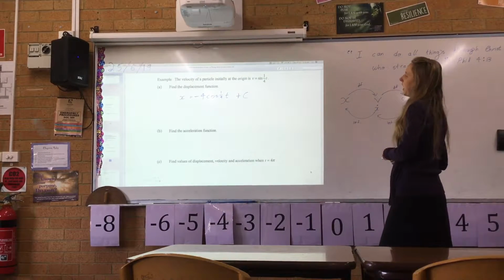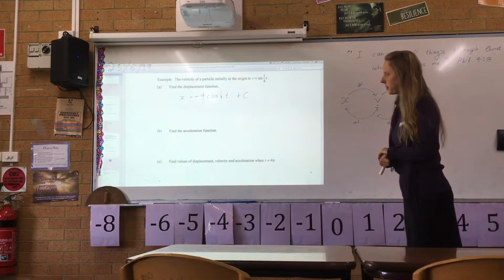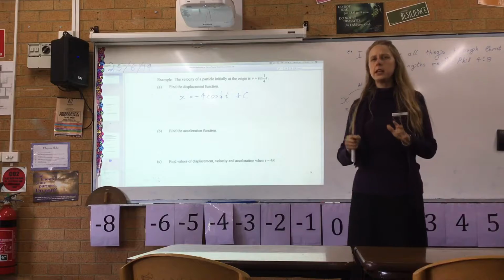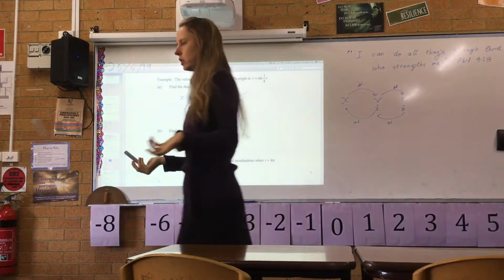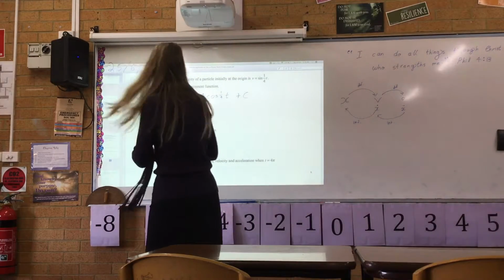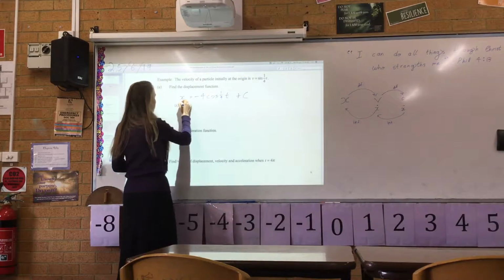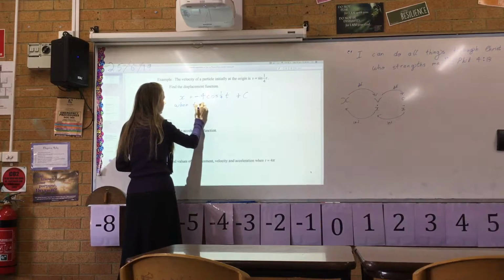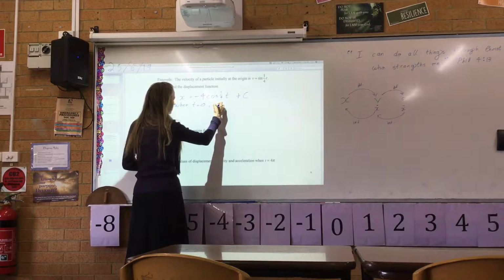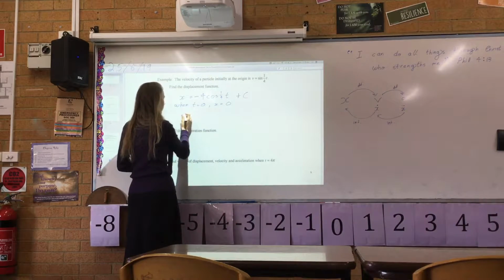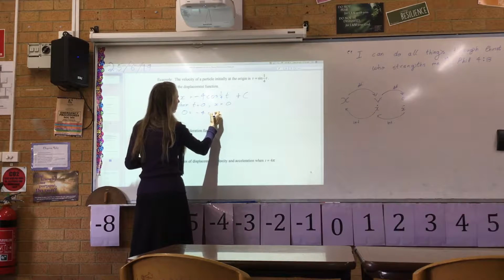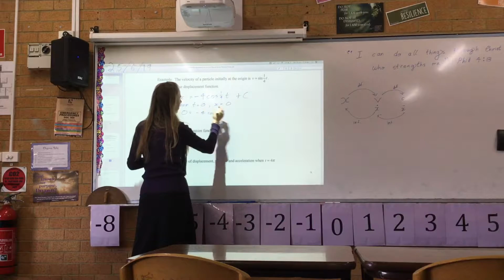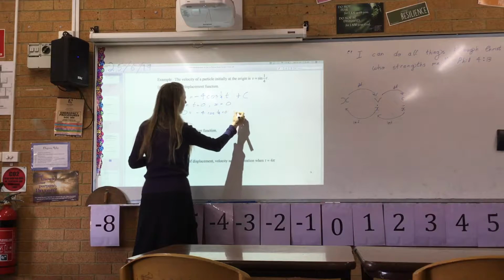The velocity of a particle initially at the origin. Now tell me, the displacement is originally at the origin. So what is the displacement originally? 0. So when time equals 0, what's the displacement? 0. Okay, so we have 0 equals minus 4 cos of a quarter times 0 plus C.